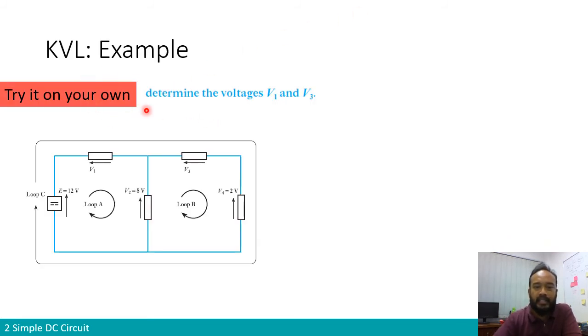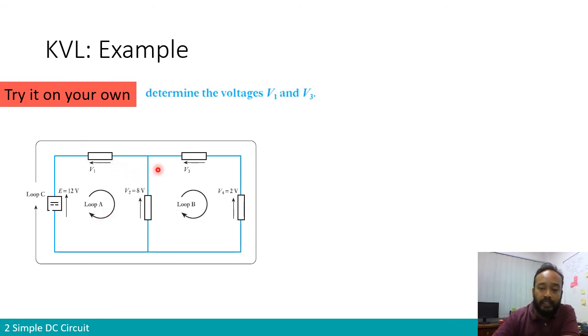The first exercise asks us to determine the voltages V1 and V3. So let's have a look at the circuit. In this circuit, we have multiple loops. As we mentioned, the prerequisite to write the KVL is to identify the loop, assign the direction of voltage, and then go across the loops and sum up all the voltages.